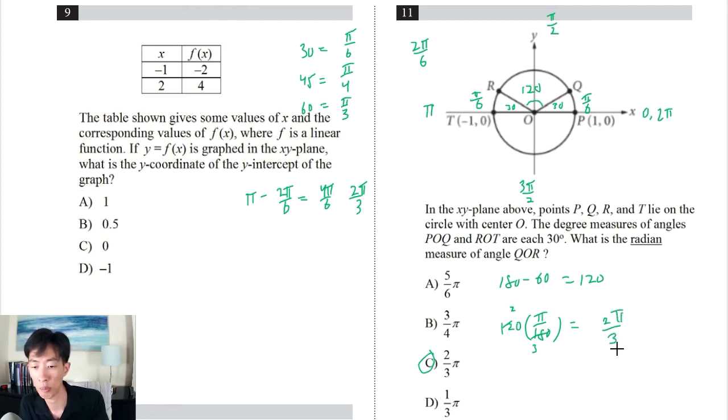And if you wanted to convert back from radians to degrees, it's really just the opposite. You multiply by 180 over pi.